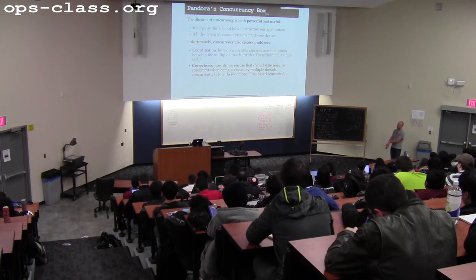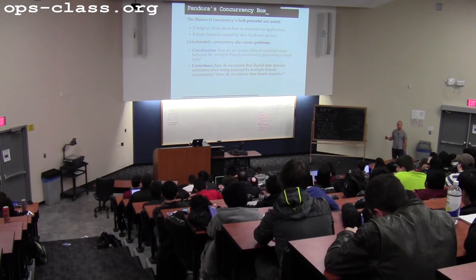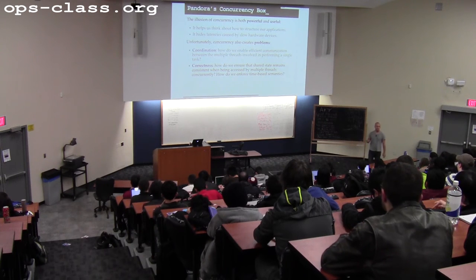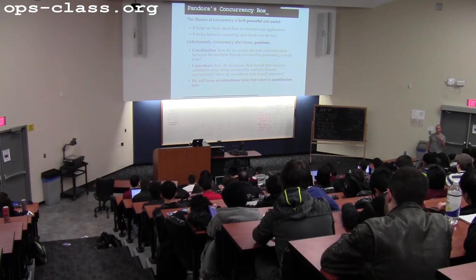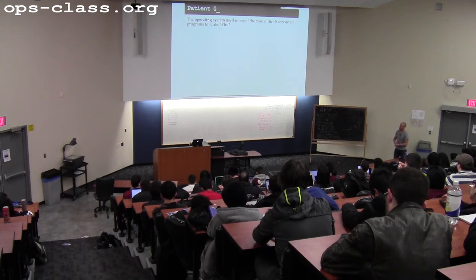So concurrency creates a lot of issues, and what we're going to talk about for the next couple lectures are primitives to enable efficient concurrent code, all right? And we're going to focus mostly on correctness because that's the most frustrating thing to get right, but we will come back to coordination. All right.